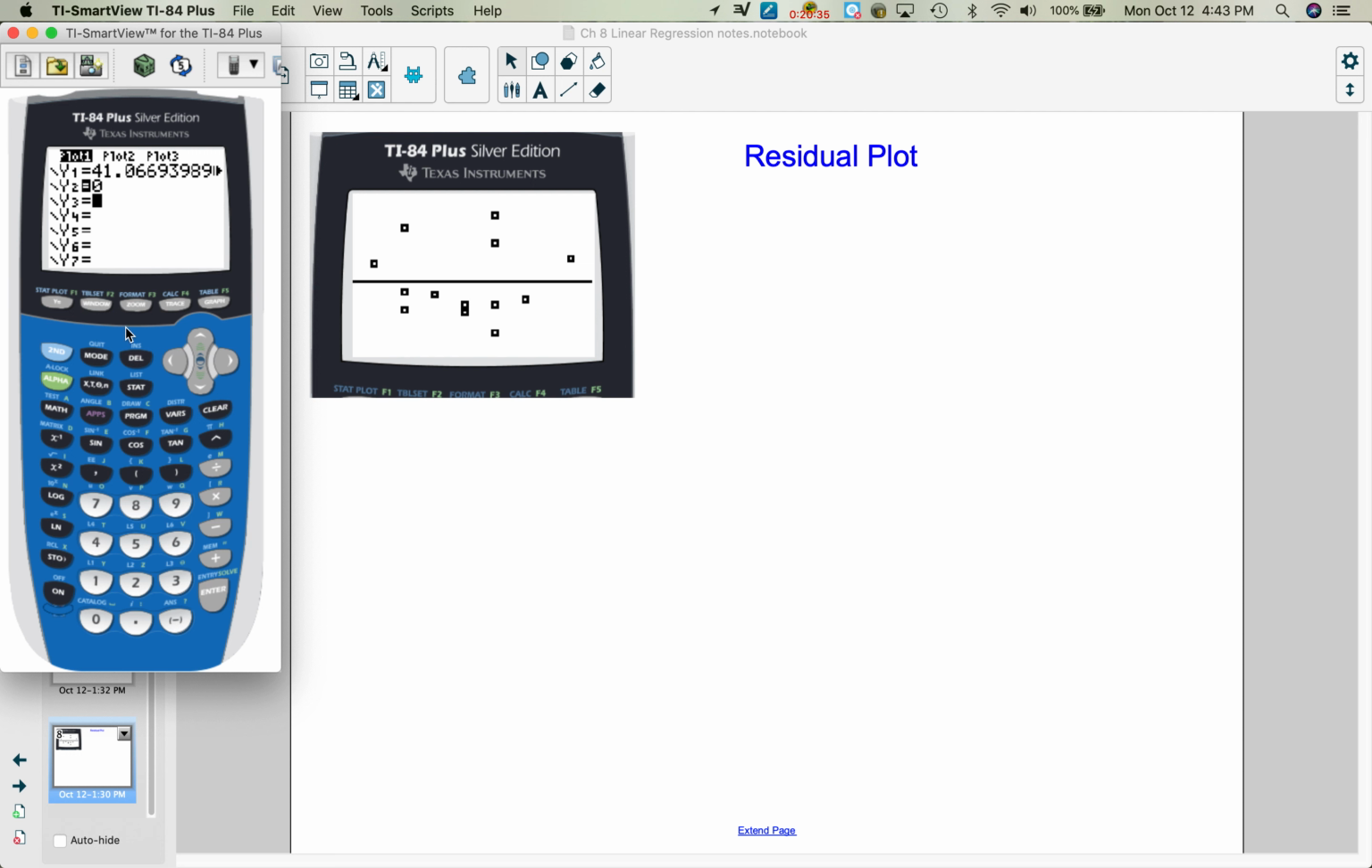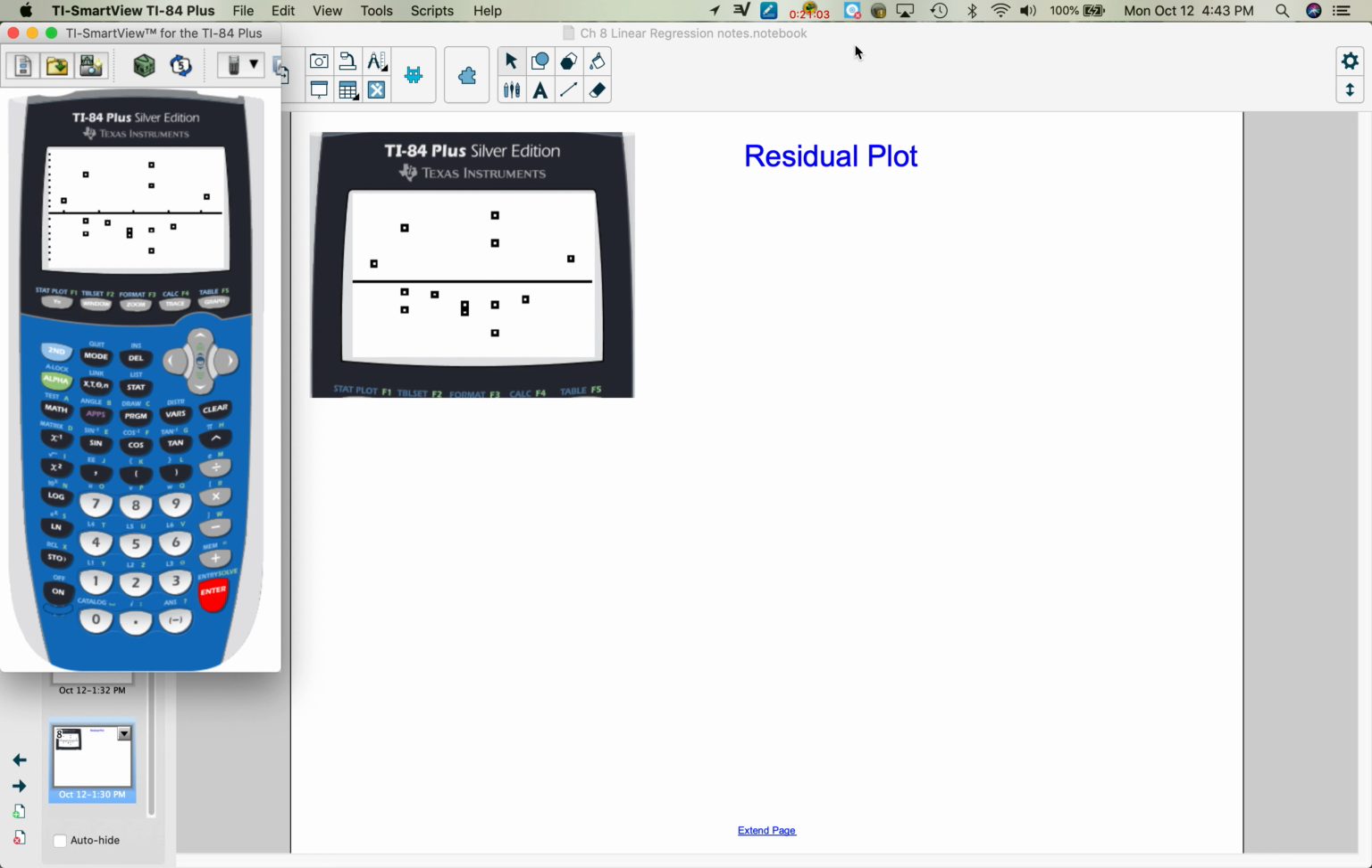Now I need to have it redo the zoom feature for me. So I'm going to do zoom 9 again, zoom stat. Yep, it's 9. And here you see that graph. So you can see that I get that same thing. So then what this means is this is showing the residuals.